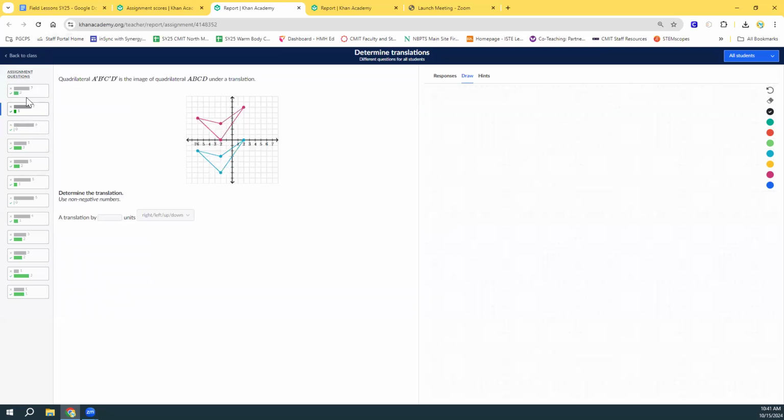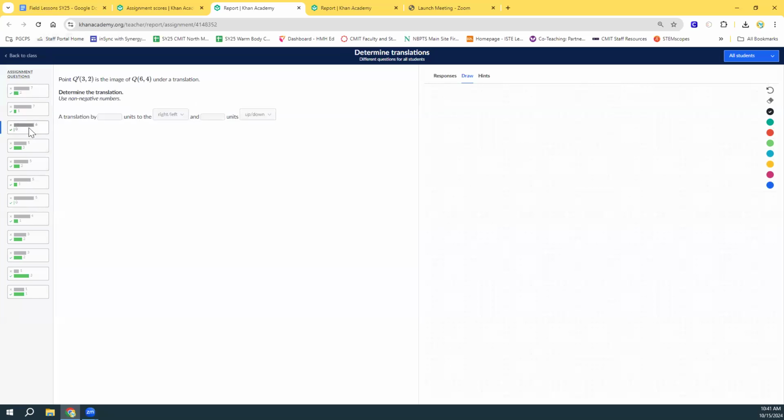We'll do these three. Oh, and maybe this one too. Okay, let's start here. So write this one down, and let's go. Translation by blank units to the right or left and blank units up or down. So the first thing I want to do is make sense of the problem. I didn't do this in class today, but I do want to draw it.